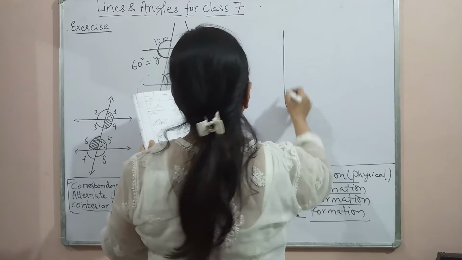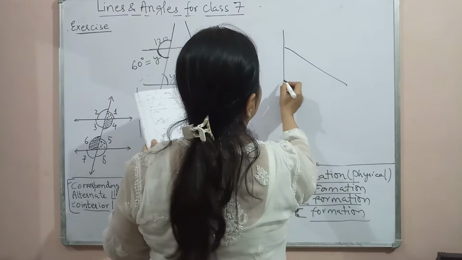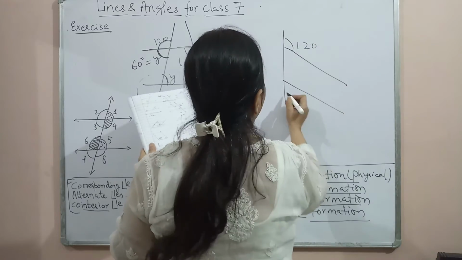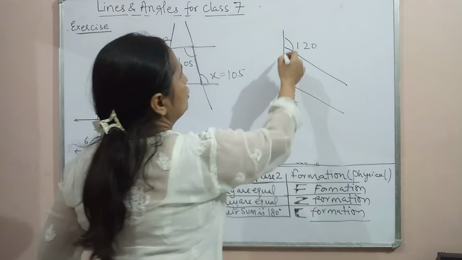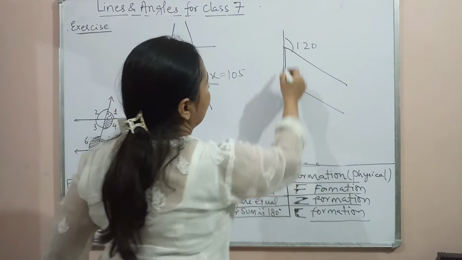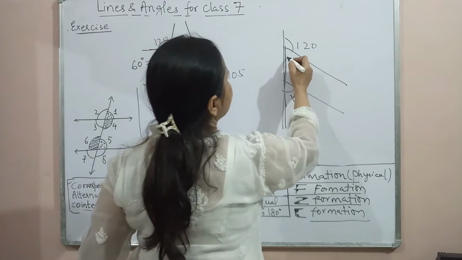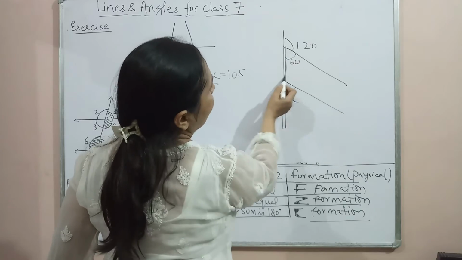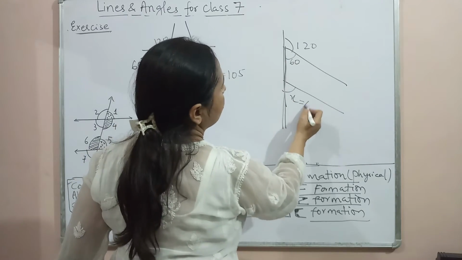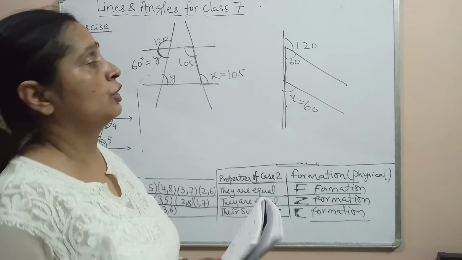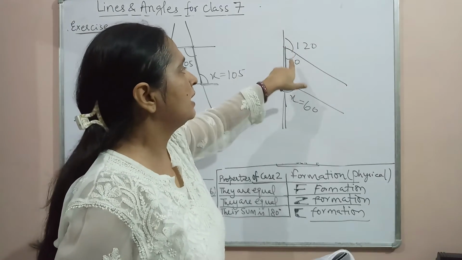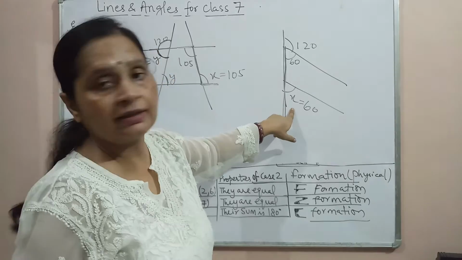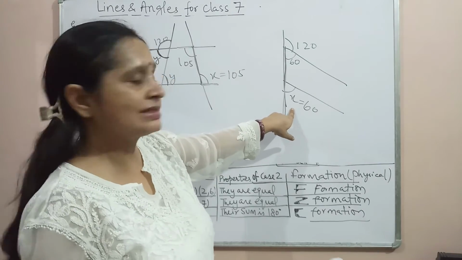Now we have this question. This is 120 degrees and this is X. Now we know what is formed here, an F formation. Now if this is 120, you know this will be 60 degrees, okay? And in the F formation this is 60, so this will also be 60 because of corresponding angles. First we found this with the help of linear pair and then this, which means both of them will be 60 degrees.